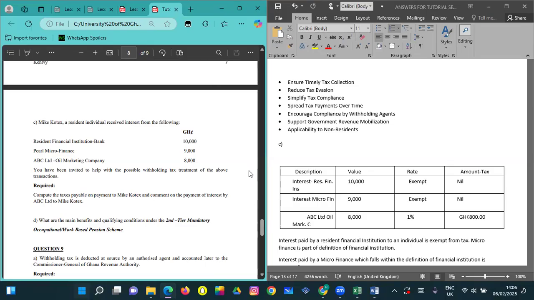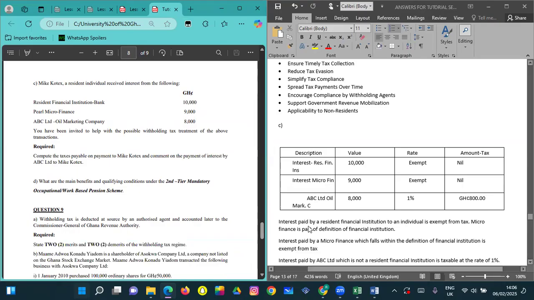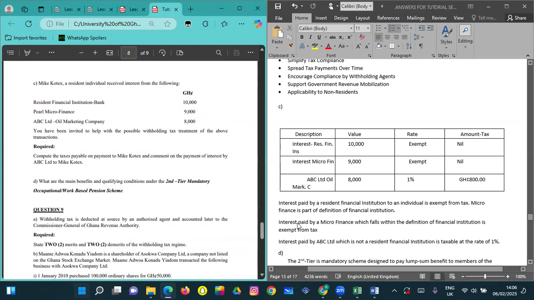So interest paid by a resident financial institution to an individual is exempt from tax. That's why the first two are exempt, nil, right? They are nil, and then the last one paid by ABC is not a resident financial institution, so it's taxable at 1%. That's why you're seeing this here.